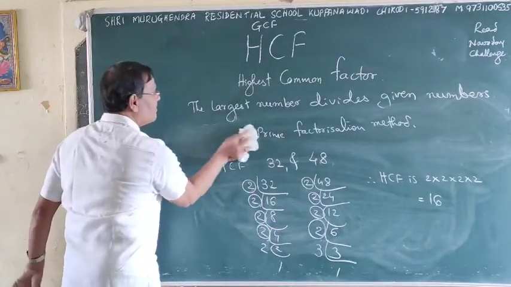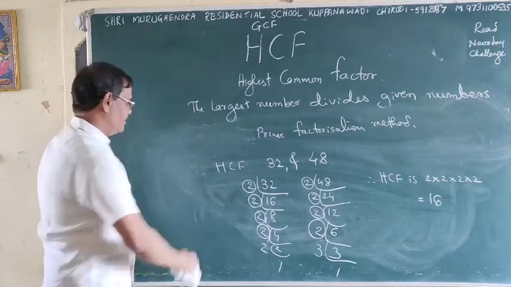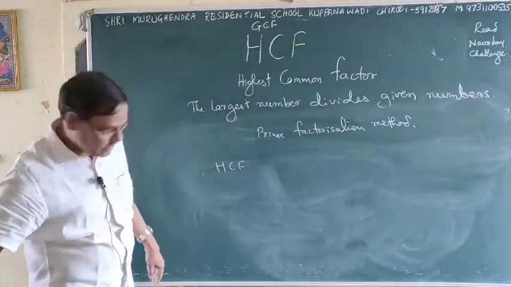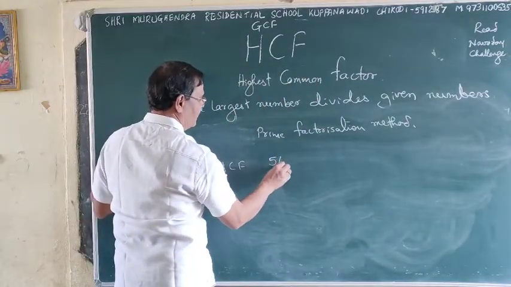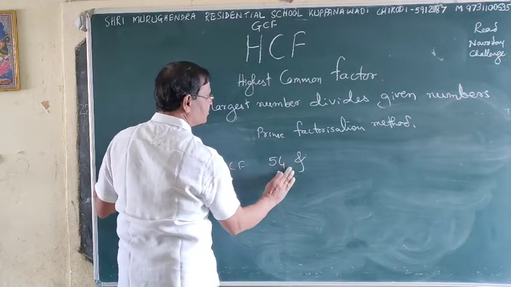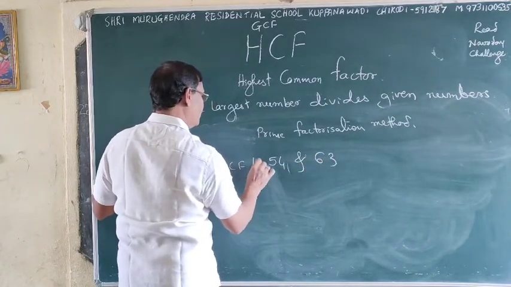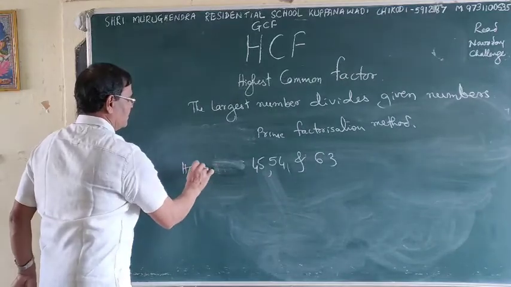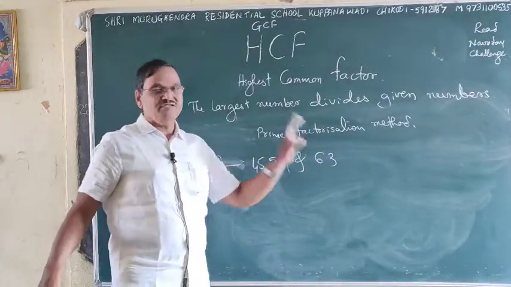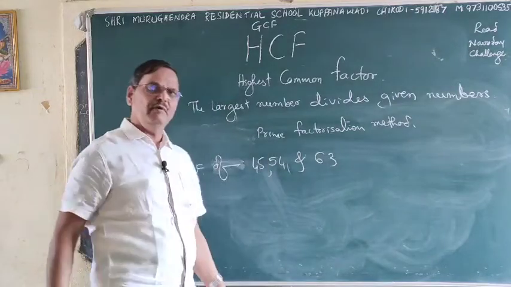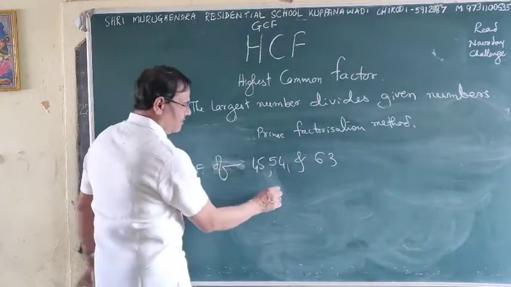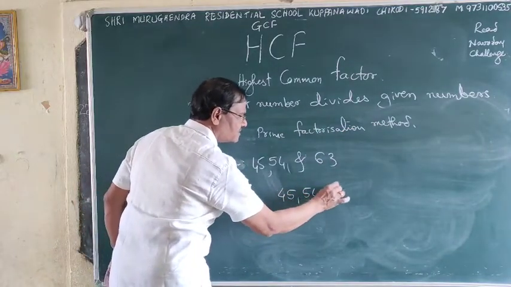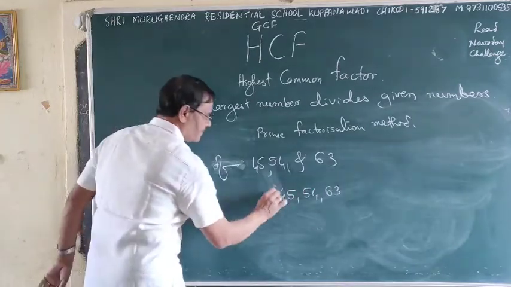So only the prime factorization method we have to go for. That is C. Another one you can take: HCF of 45, 54 and 63. Okay, we'll do it. See, by the prime factorization method, all together we have to find the prime factors. All together we have to go.